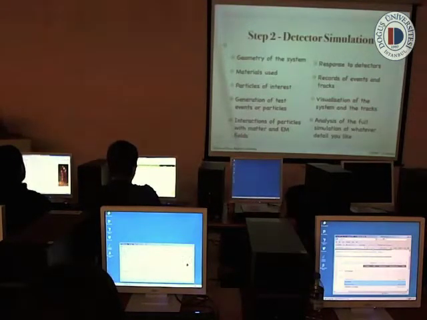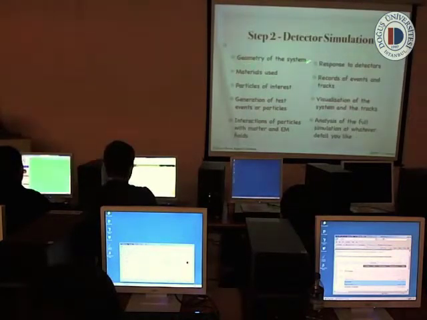We generated an event, okay? So you remember what was the next step? We take this event and pass all the final state particles in this event through our detector simulation. And this means you first need to define the geometry of your system, right?